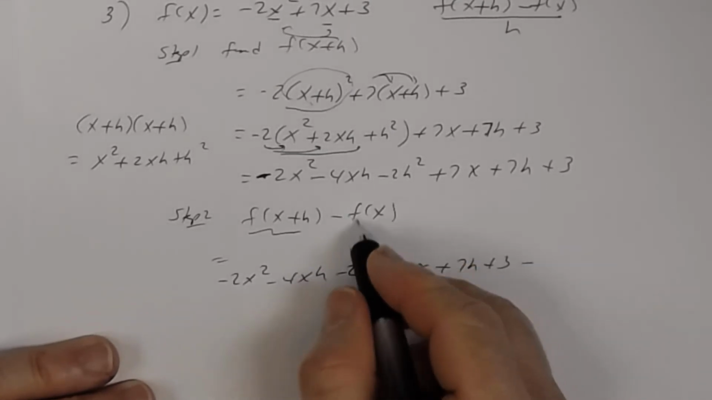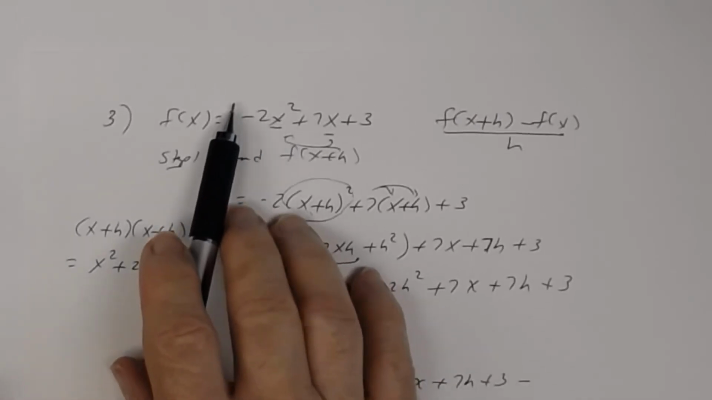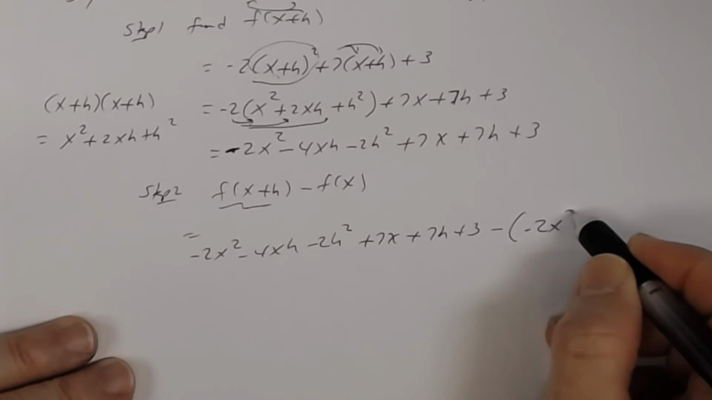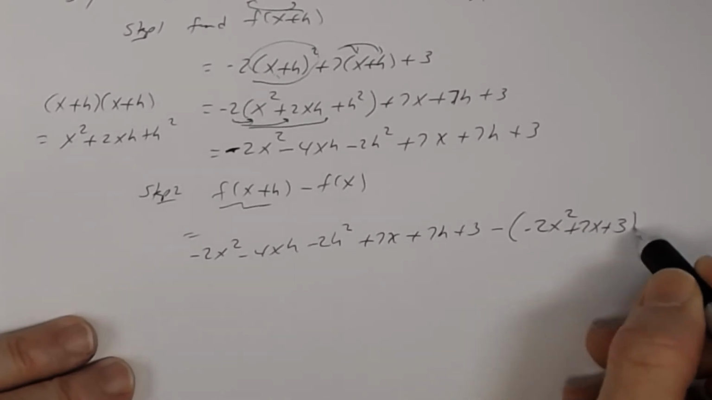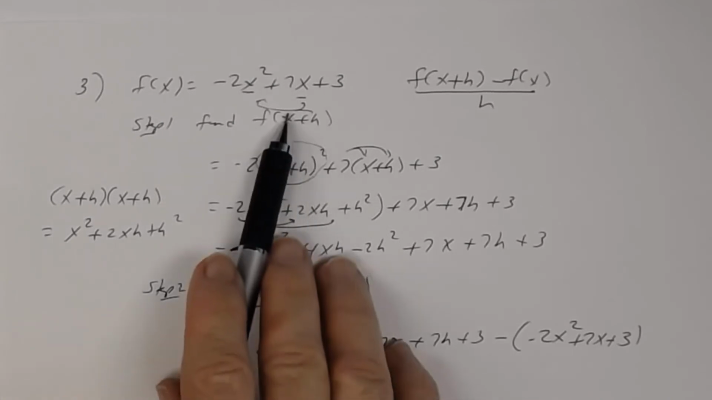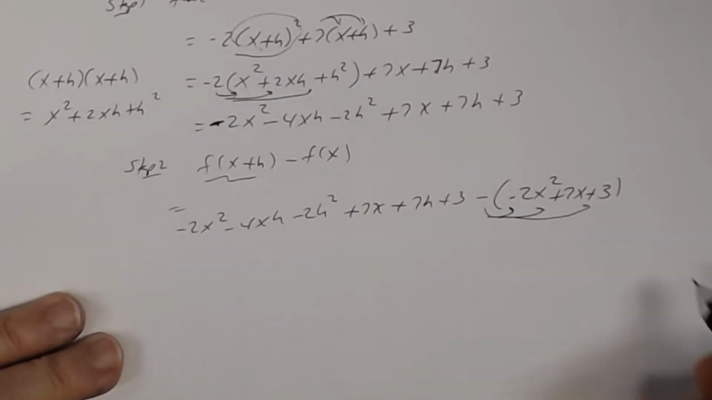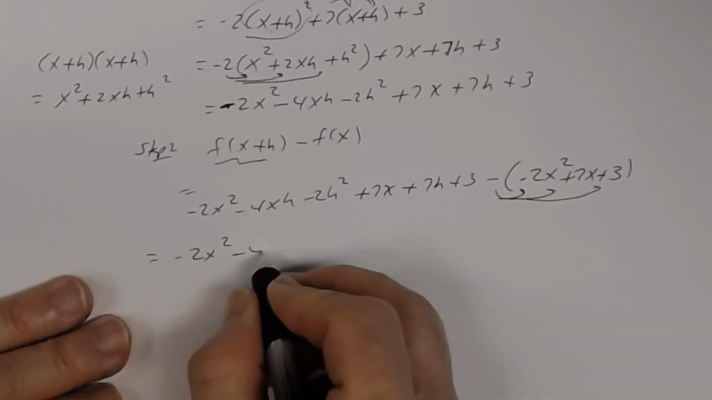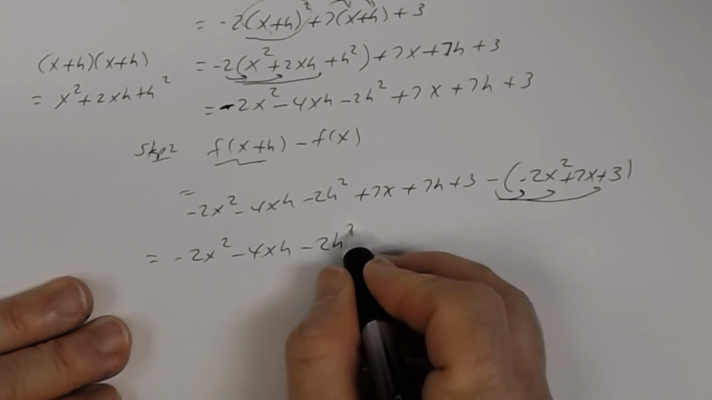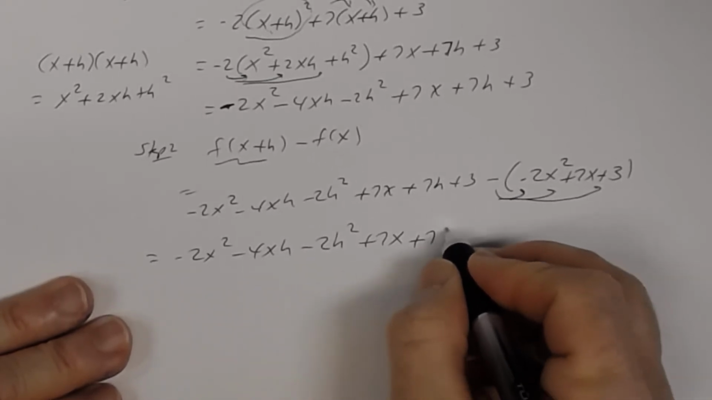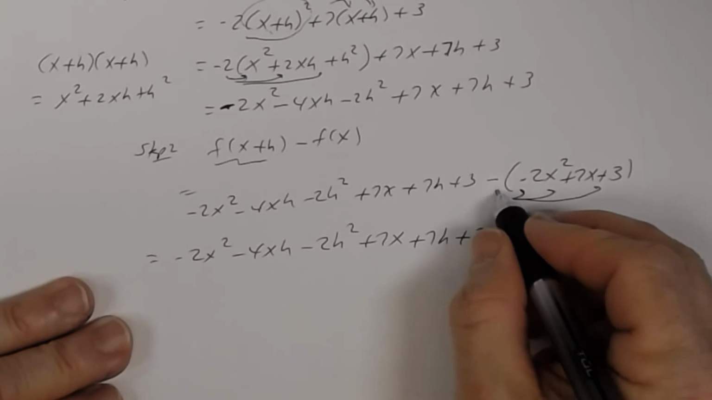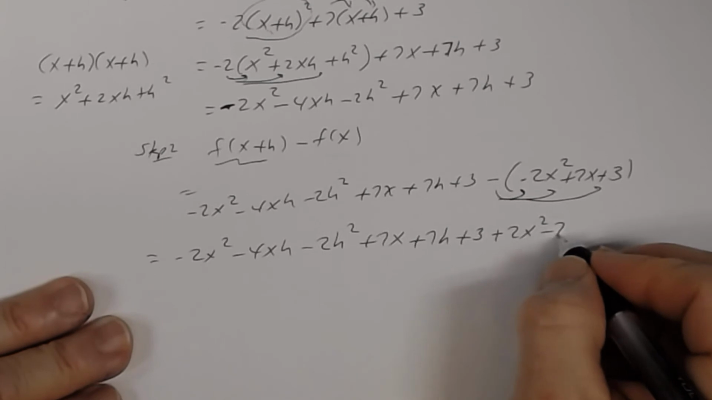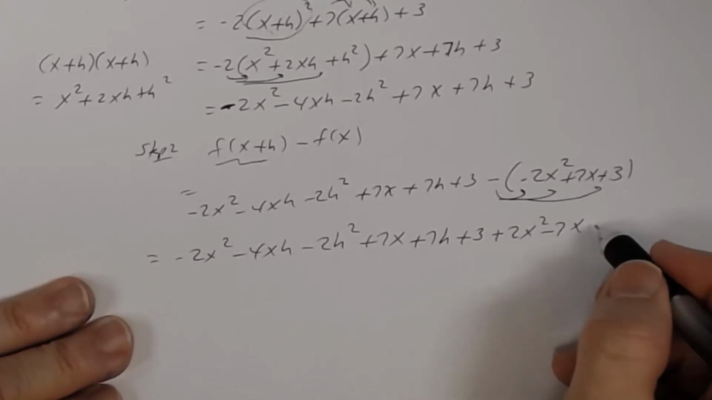And then you're subtracting your function. Your function is this. So that's what you're subtracting. So you're subtracting in parentheses negative 2x squared plus 7x plus 3. Then you're going to get rid of the parentheses. So you're going to add the opposite of each of those terms. The opposite of a negative 2x squared is a positive 2x squared. The opposite of a positive 7x is a negative 7x. And the opposite of a positive 3 is a negative 3.